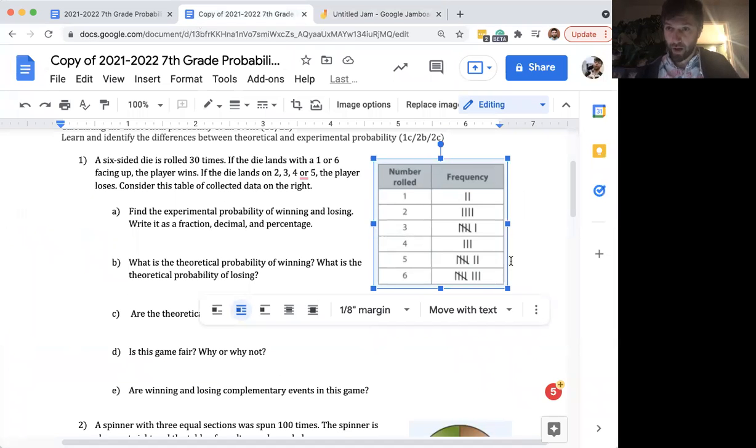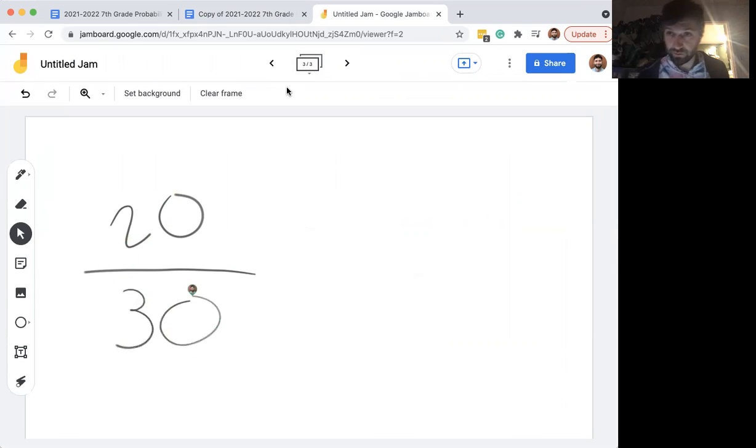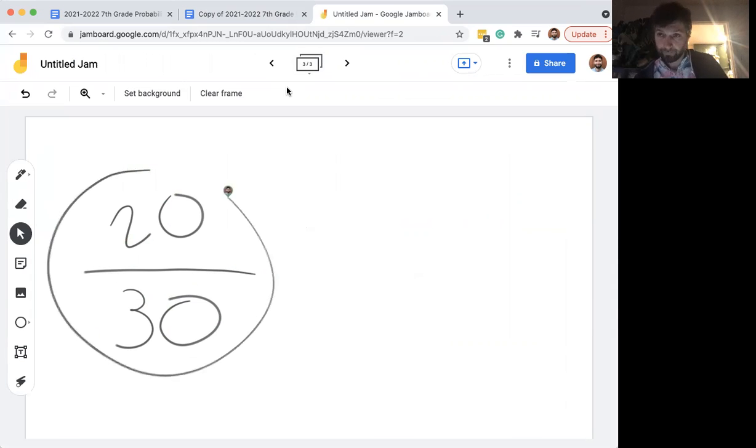We figure out how many times we lost, which is 4 right there for number 2. 6 for number 3, so that's 10 total. 3 for number 4, 13. 5 for number 5, so 20 times we lost. So remember, we put the outcome we're looking for, the amount of times that happened, as our numerator, out of 30 times total. And so 20 out of 30 is going to be our experimental probability of losing.